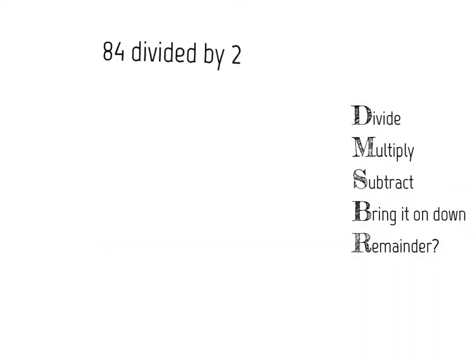Okay, this one is 84 divided by 2. So when I'm using long division, I want to set up with my dividend on the inside of the little hut, and my 2, my divisor, always goes on the outside. So it should look like this, and then my quotient, of course, my answer, will always go on top there. Okay, so let's start with our steps.